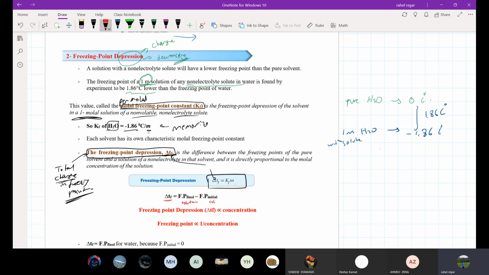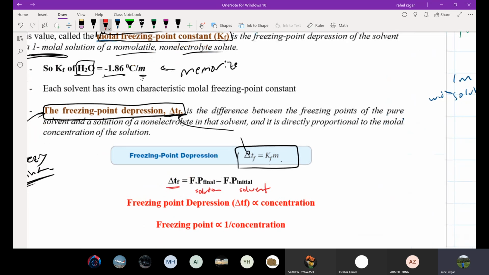So it's the solvent. Here, everyone, please write that down. Initial means the solvent. Just write it in another color. Initial means the solvent. Final means when it becomes the solution, after we have put the solute. So we will say delta TF is equal to freezing point of final, which is the solution, minus freezing point of initial, which is the solvent. Also called freezing point depression, delta TF.